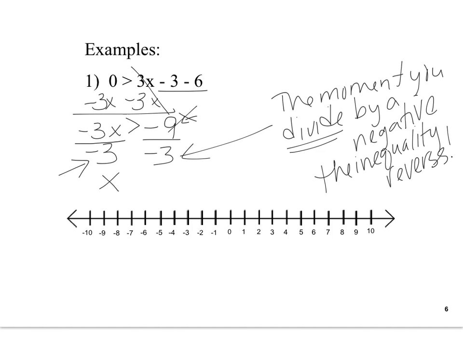Okay, so it'd be x. So the inequality right now is a greater than, so it reverses to a less than. And then you do the division the same way. So this answer is x is less than 3. So it's all values less than 3.